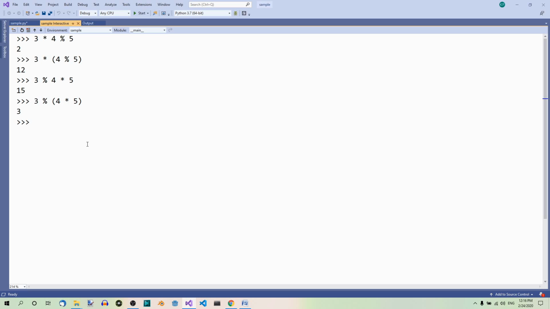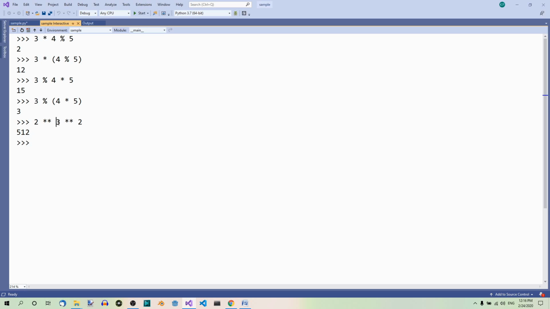And now the exponent operator. This one is evaluated from right to left. Have a look. 2 to the power of 3 to the power of 2. Now this equals 512 because this is evaluated from right to left.